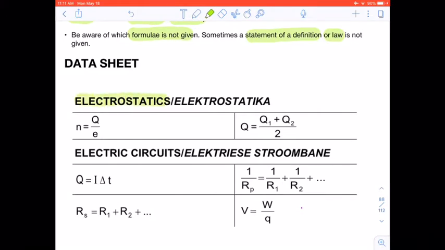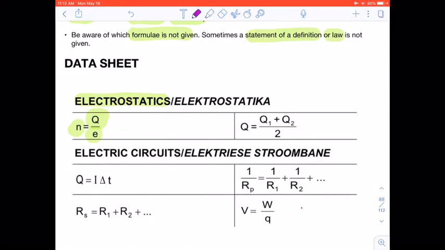Now here we have a data sheet, and we have our section electrostatics, and we essentially have two formulas. The one has to do with N is equal to Q upon e, and we know N stands for the number of electrons, Q is a charge on that object and e is the charge on the electron.